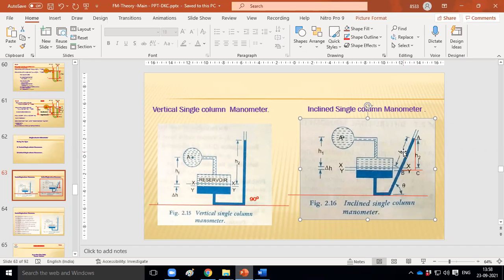Hypotenuse. What does H2 represent? Not the hypotenuse, but the vertical height, the side of the triangle. BC is one side and AC is another side. That AC, the vertical height of that triangle, is represented by H2. So can you find out H2?